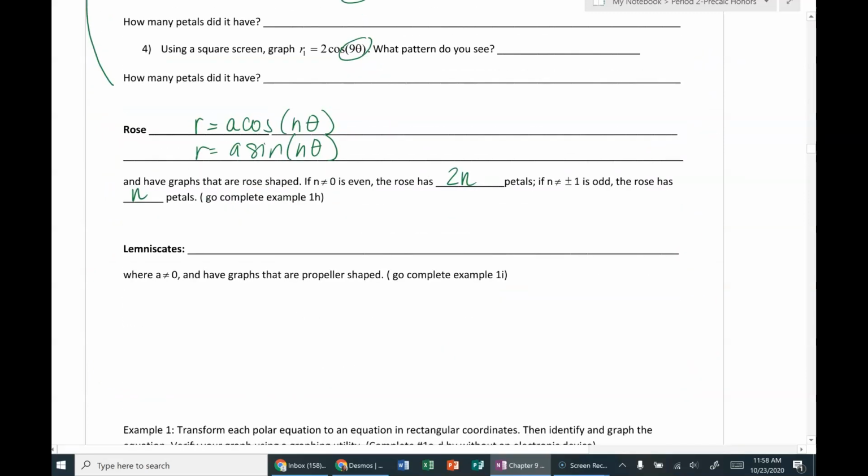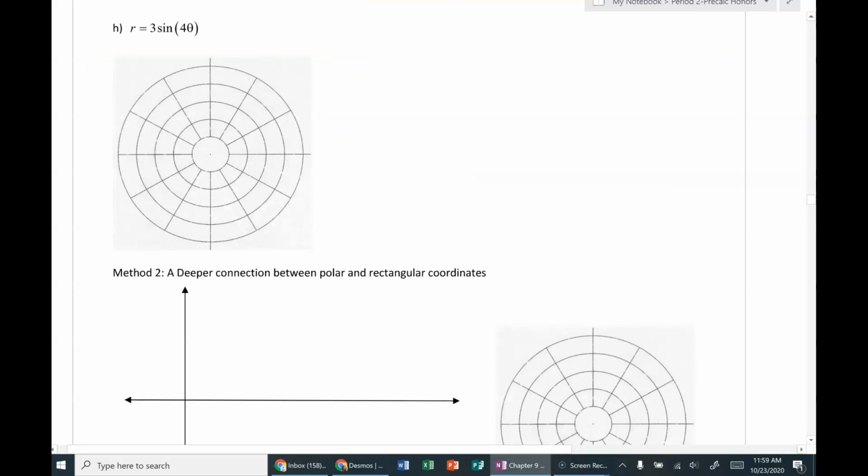Okay, let's go to 1H. So again, we will do the symmetry test by hand. Okay, the first test is your symmetry with respect to the polar axis. We will replace theta by negative theta.